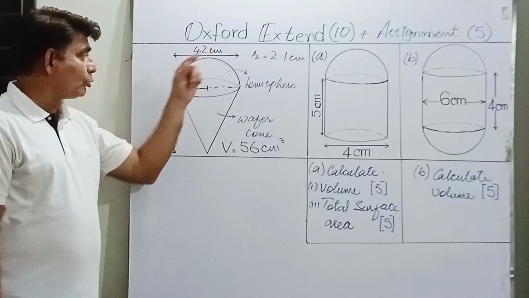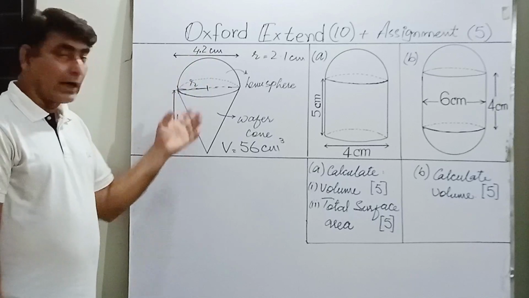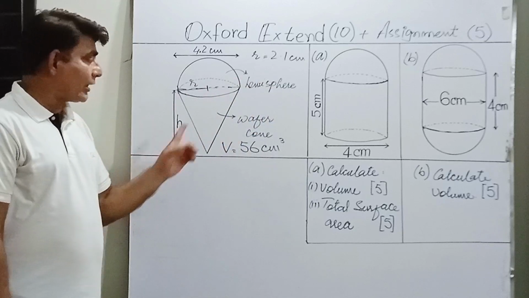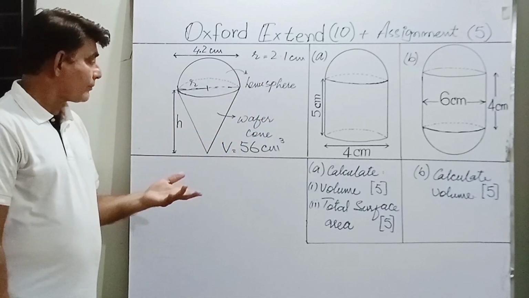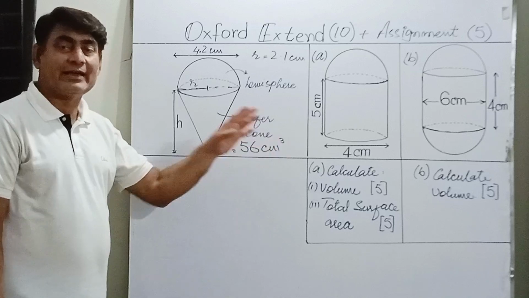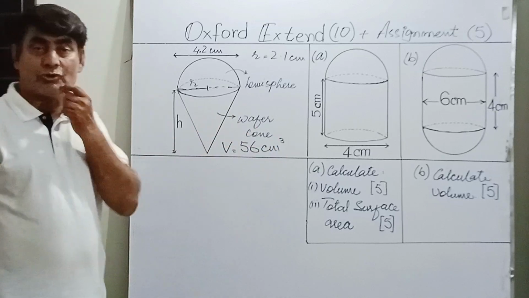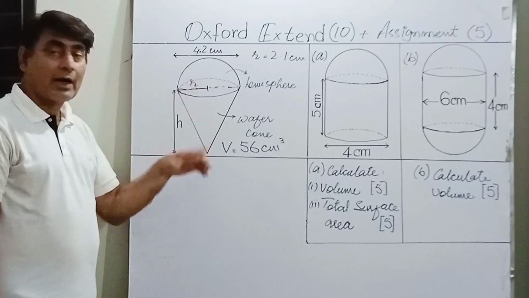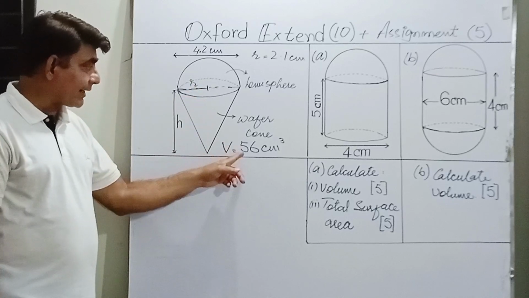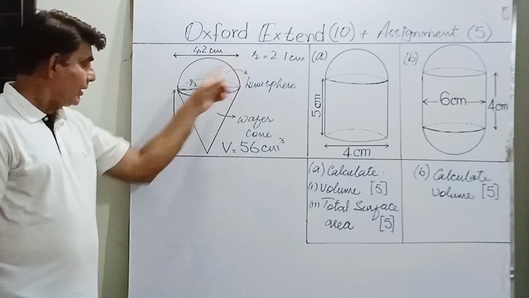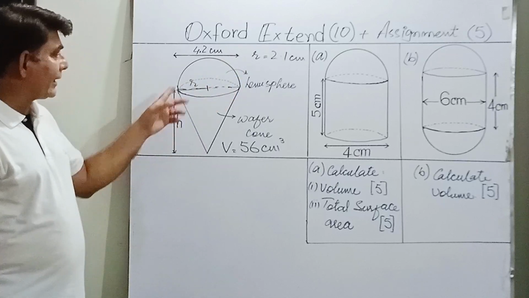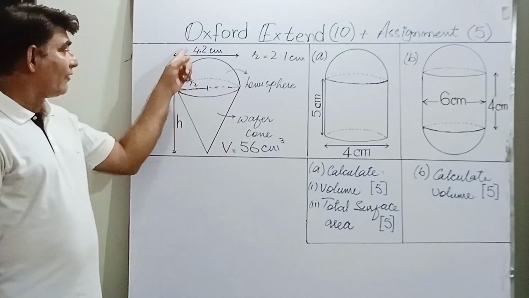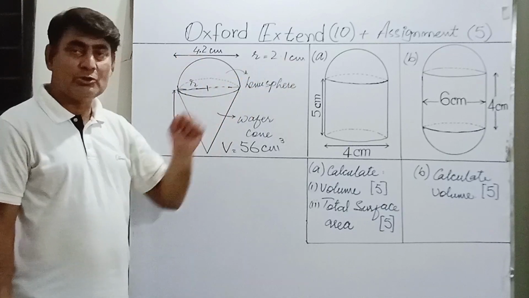with diameter 4.2 centimeter, and outside this cone the shape of ice cream is a hemisphere. So the quantity of ice cream is 56 cubic centimeter, and according to the question we have to find out the height of the cone. Volume we are given, diameter we are given, height we have to find out. Now we know that radius is half of the diameter. So half of 4.2 is 2.1 centimeter.